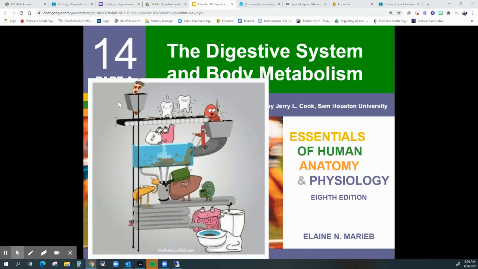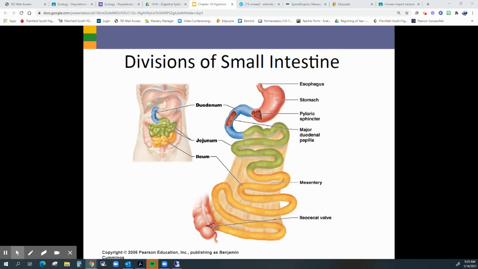All right, guys, so we're going to take a little bit of a look at the small intestine today. We're going to cover a little bit of some of the stuff for the rest of the alimentary canal, but specifically, we're going to focus in on the small intestine. Okay. All right, so basic divisions of the small intestine, you can see them here.